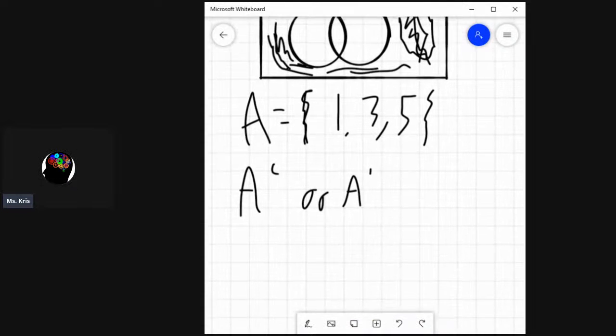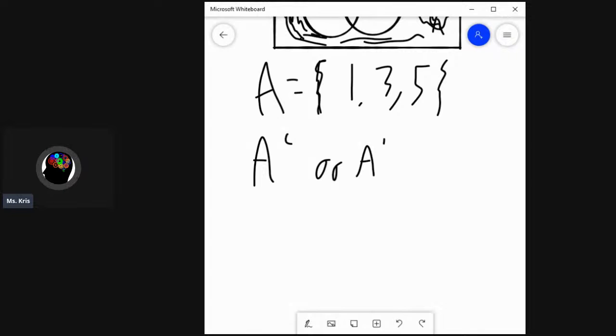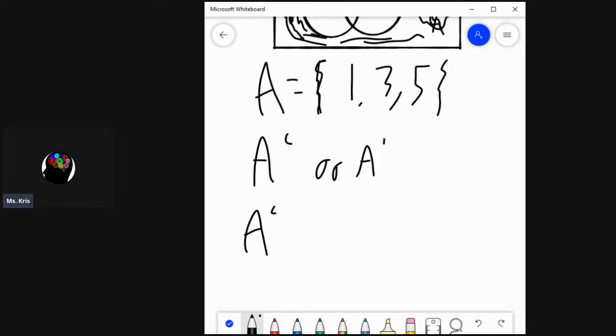So now, A complement is everything in the universe that is not in A. So if the universe is 1 through 5 and the set of A is 1, 3, 5, then A complement set is 2, 4.